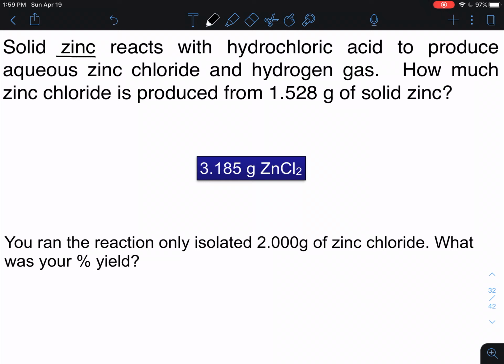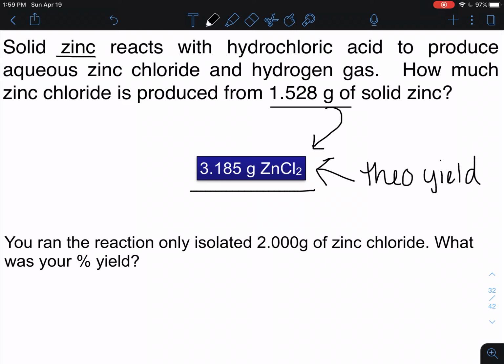And I told you that 1.528 grams of solid zinc produces 3.185 grams of zinc chloride. Okay, we did this in a previous lecture. So what is this called? So we know that solid zinc is the limiting reactant, but what is this called? This is called the theoretical yield. It's the amount that should be made from 1.528 grams of solid zinc.